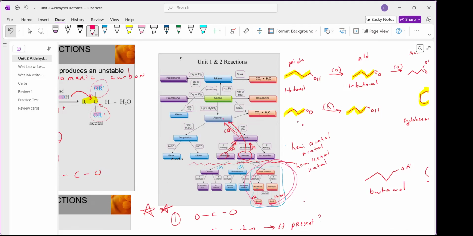Okay, are there any questions about aldehydes, ketones? All I can say is you need to practice these. Because in my opinion, these are not intuitive. And they weren't for me when I first learned these.